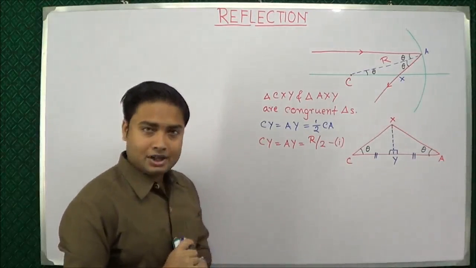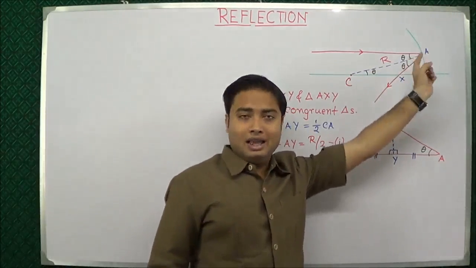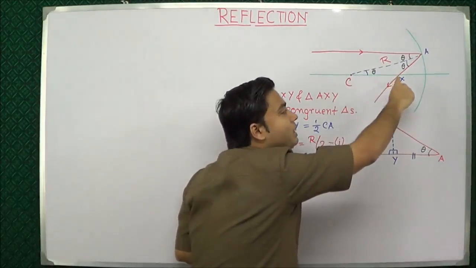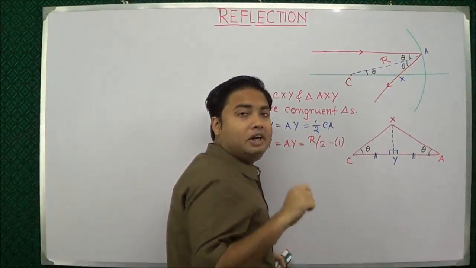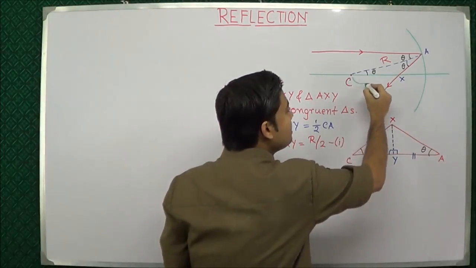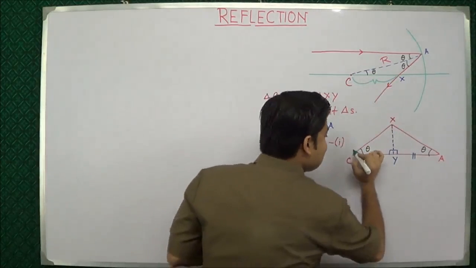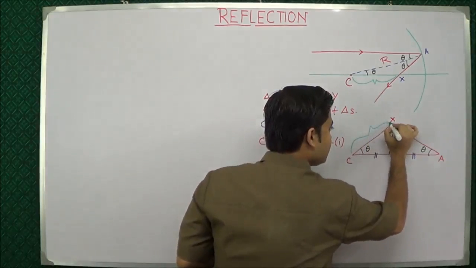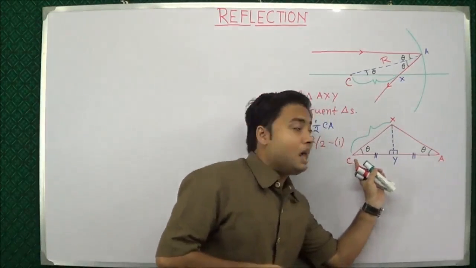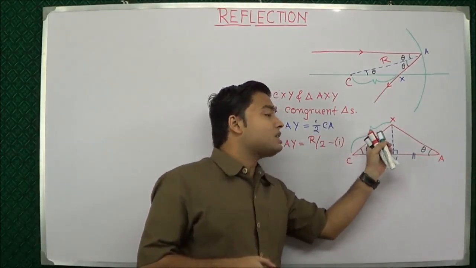Now, considering this fact, first of all we need to understand that if this is R, then at what point from the center of curvature will this X be? So we need to find this distance CX, this particular distance. Obviously, we have got the value of this base CY as R divided by 2, and we need to find this hypotenuse.